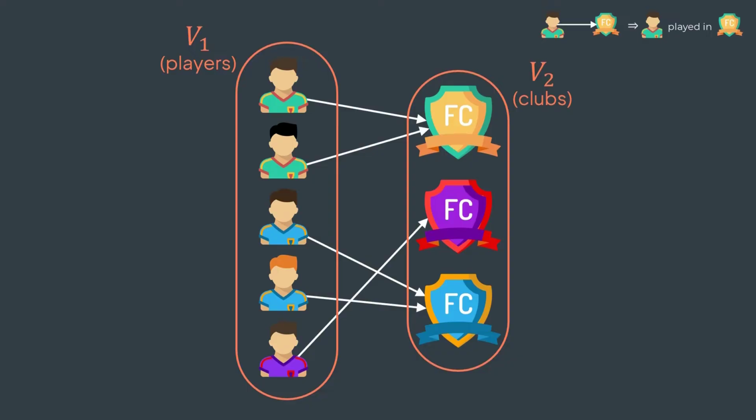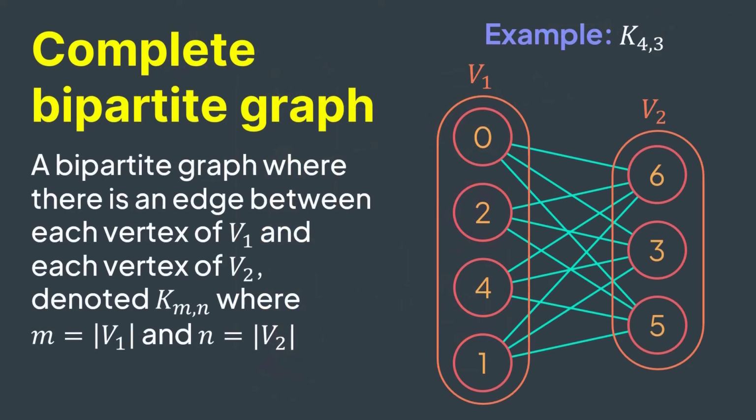A special type of bipartite graphs is complete bipartite graphs. A complete bipartite graph is a bipartite graph where every vertex of V1 is connected to every vertex of V2, like in this graph. A complete bipartite graph is denoted K subscript M N, where M is the number of vertices of V1 and N the number of vertices of V2.